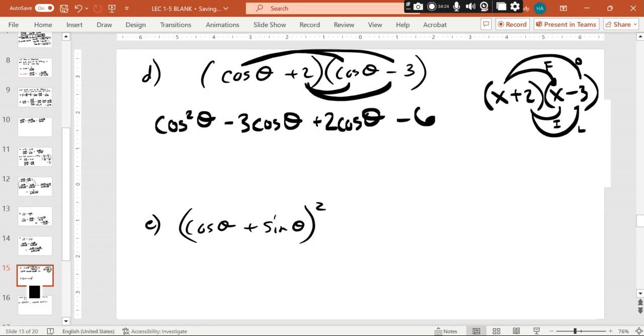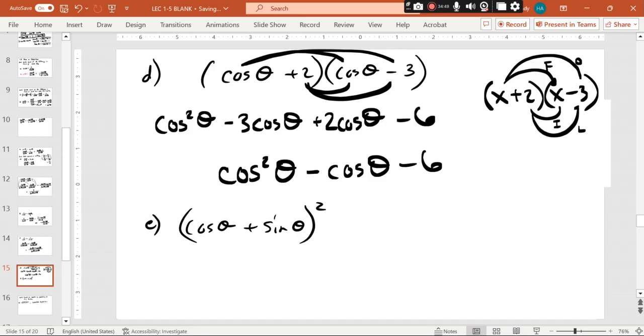Are there any like terms that should be added together? Absolutely. The -3 cosine theta and plus 2 cosine theta. So here it is. The form is cosine squared theta. Let's combine the two middle terms together, which is -3 plus 2 is -1, so it'll be minus cosine theta minus 6, and all good to go.